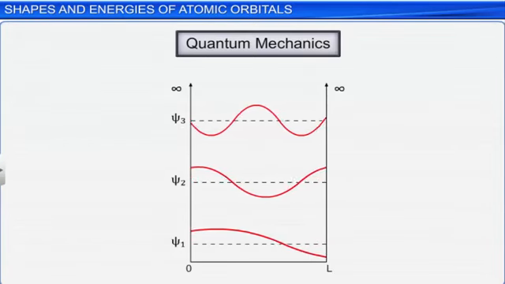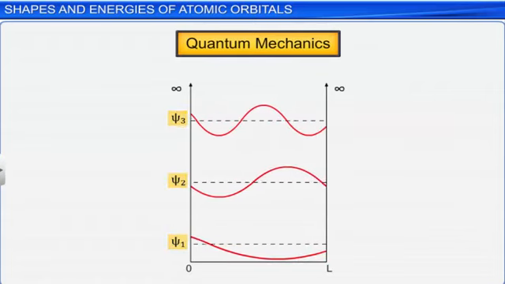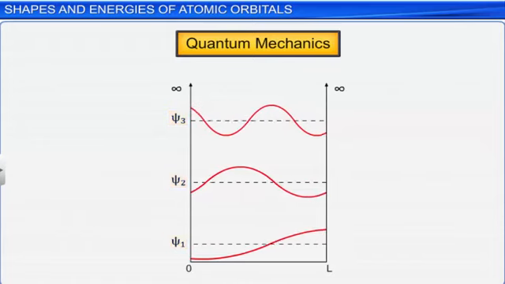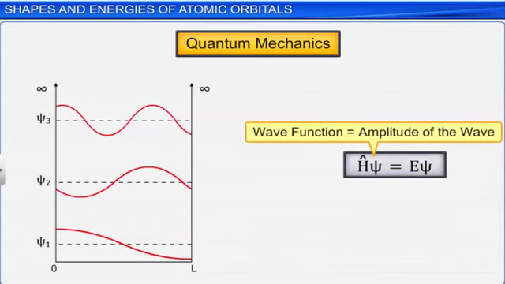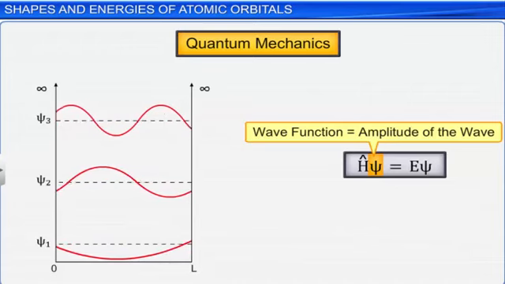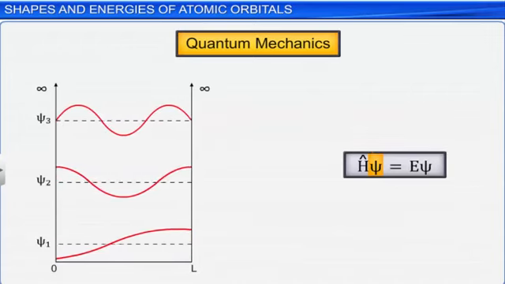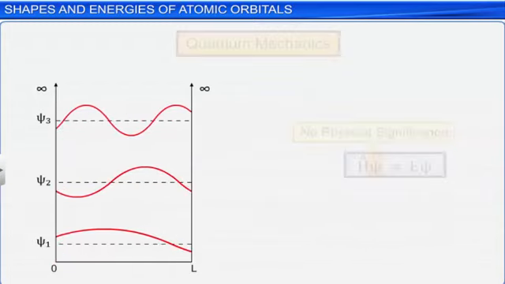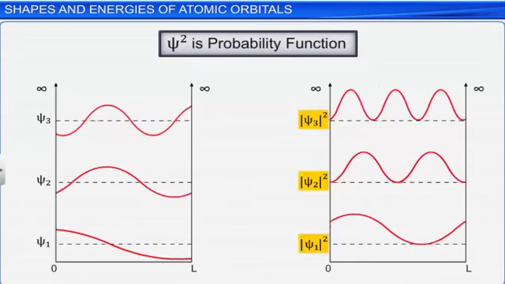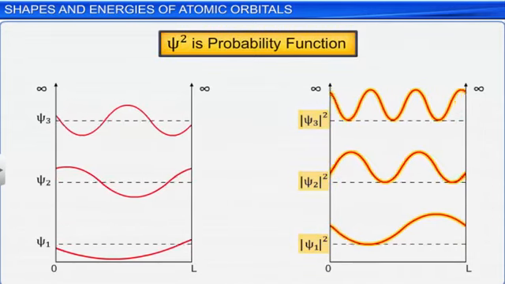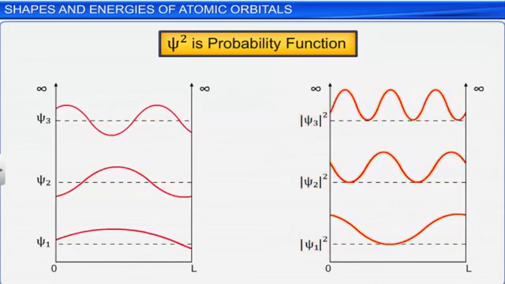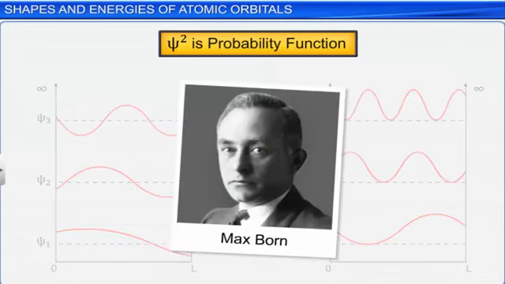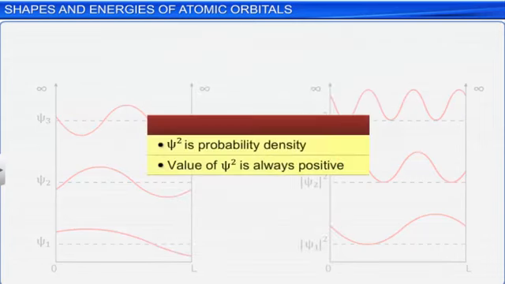We have already learned that in quantum mechanics, all the properties of a system are expressed in terms of a wave function. This is obtained by solving the Schrödinger equation. The wave function, psi, is a mathematical function that represents the amplitude of the wave. It does not carry any physical significance. Therefore, the square of the amplitude of the electron wave, that is, psi square, gives the probability of finding the electron at a point within an atom. This was predicted by the German physicist Max Born. That is why the function psi square is called probability density, and is always positive.